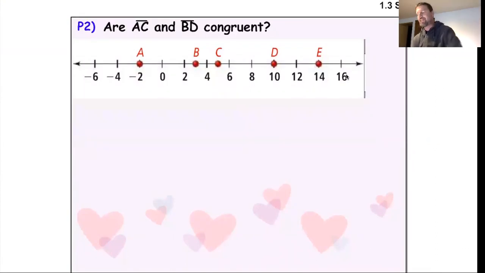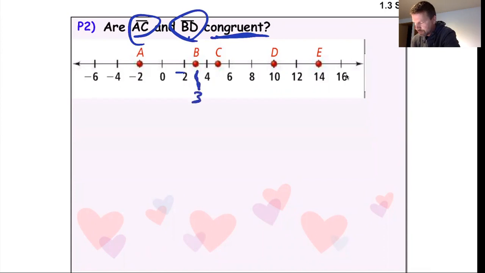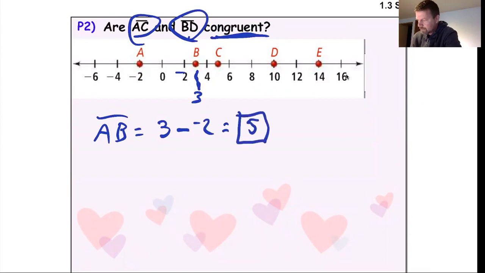Problem 2, are AC and BD congruent? So you've got to remember what that word congruent means. That word means equal. So in other words, are they the same length? Well, let's find out. So from A to B, B is like that halfway point. That looks like it's on 3. So let's find out how long that is. I'm going to use that subtraction trick again. AB is at the 3 marker minus the one behind it, -2. 3 minus -2, that's like 3 plus 2 again. That's 5. So AB has a length of 5.